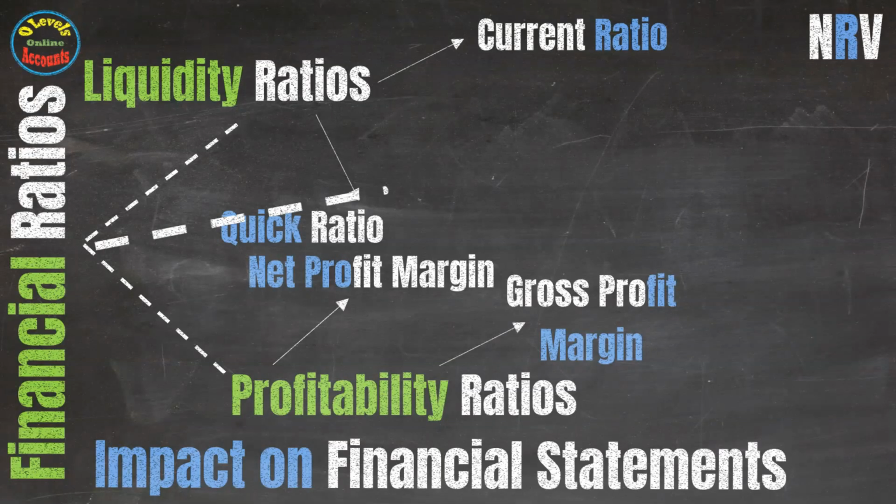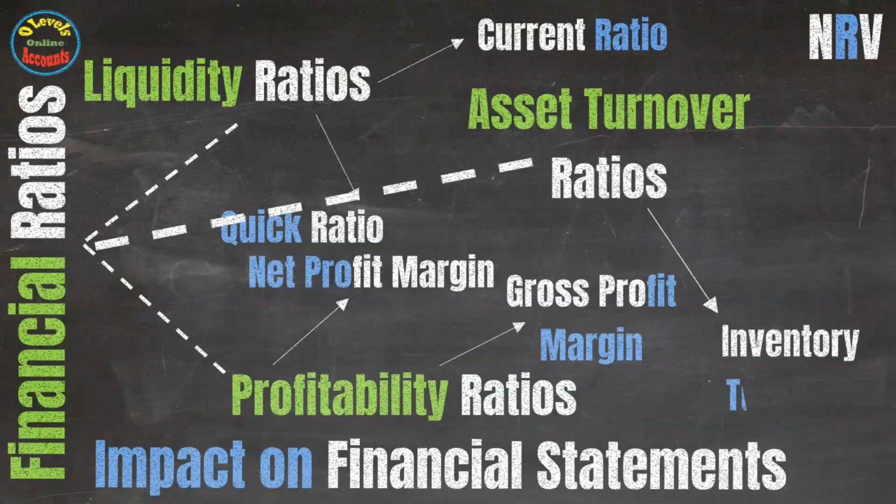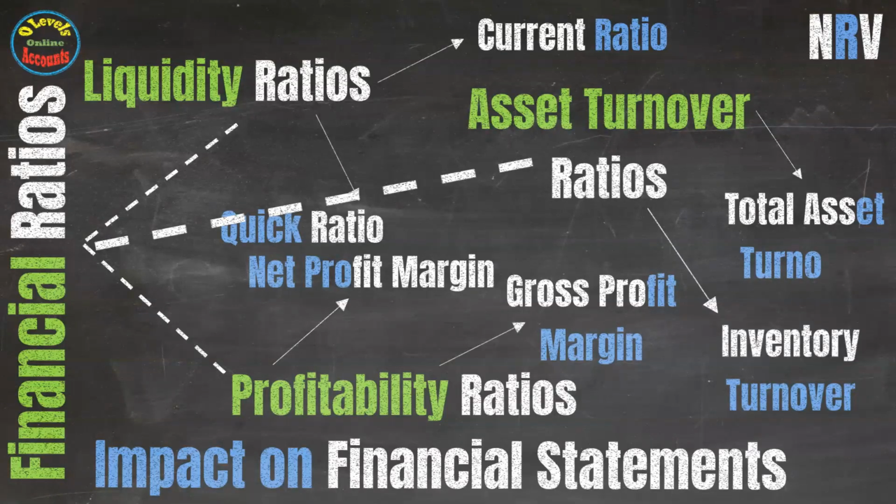The third category is asset turnover ratio. In this category we have two ratios to discuss. The first one is inventory turnover. A lower inventory value can increase the inventory turnover ratio, potentially indicating more efficient inventory management, but it may also reflect a forced sale at lower prices. Further, the second ratio is total asset turnover. Reduction in total assets, due to lower inventory values, can increase the total asset turnover ratio, suggesting higher efficiency in using assets to generate sales.